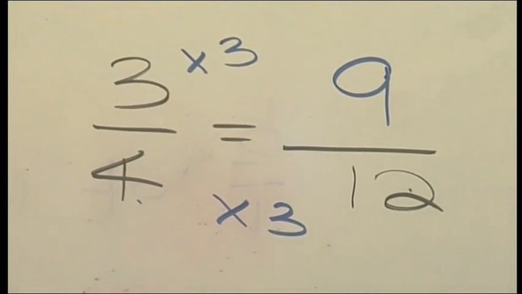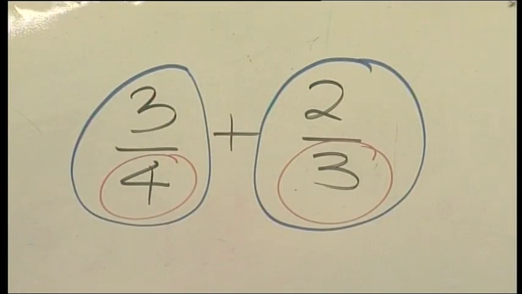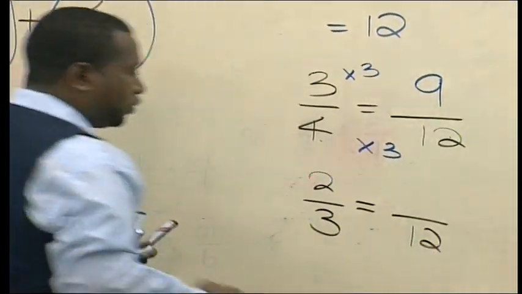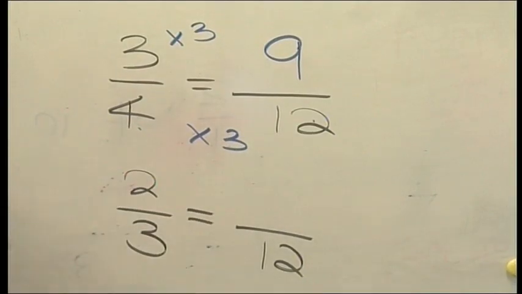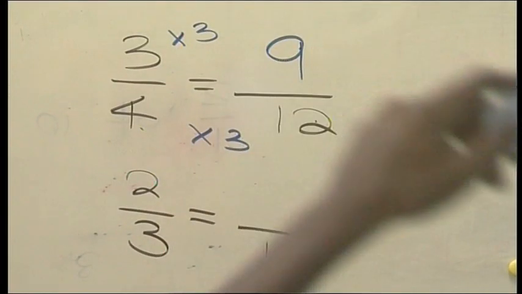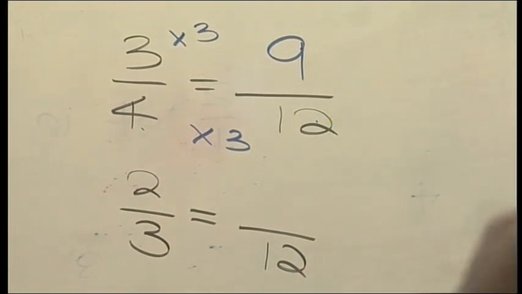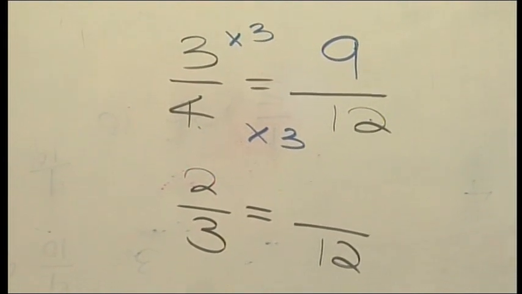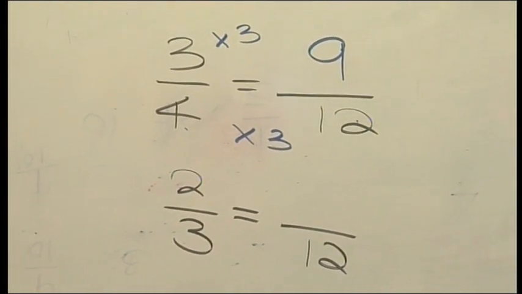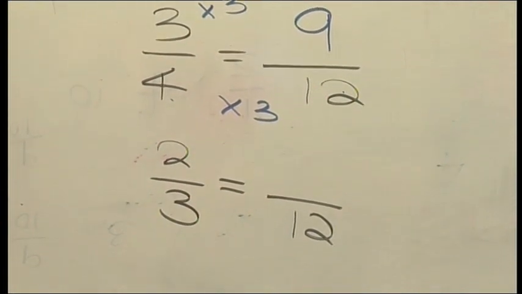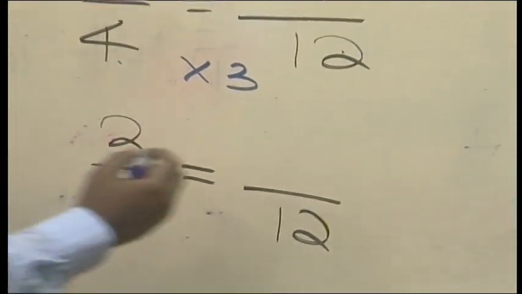So let's look at the other fraction. The other fraction is 2/3. Remember, our LCD is 12. So what will be the numerator? If our denominator is 12, what will be our numerator? Ruth? 8. Class, she says 8. Is she correct? Yes. You all agree? Yes. Okay, 8. So Ruth is correct by saying 8.